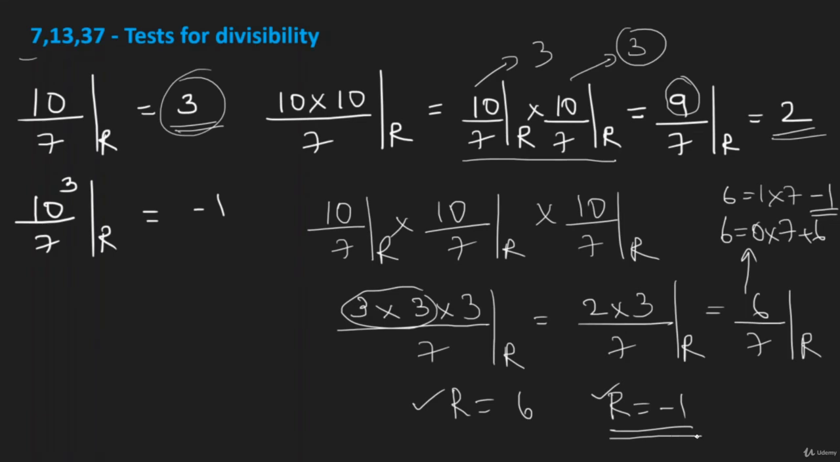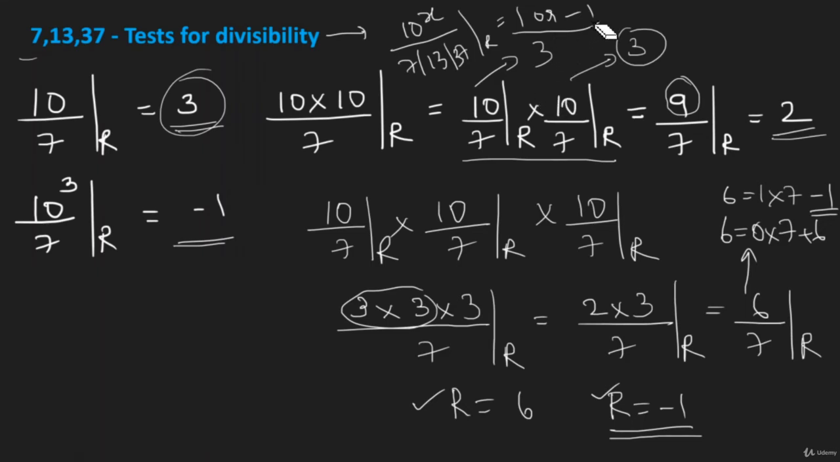Now I take this minus 1 over here. Now we have identified a power of 10, which when I divide it with 7 gives me a remainder of minus 1. So basically in all these cases we are trying to identify if there is a power of 10 such that when I divide it with 7 or 13 or 37, I get a remainder of 1 or minus 1. Why? Because this makes my calculation very easy.